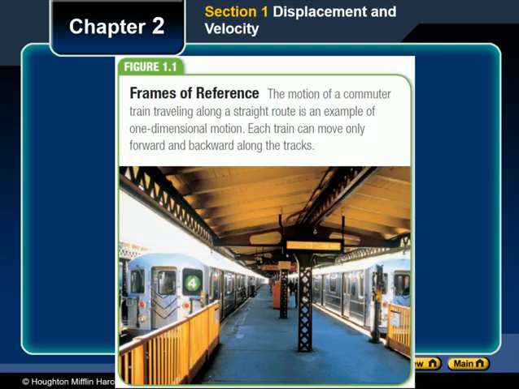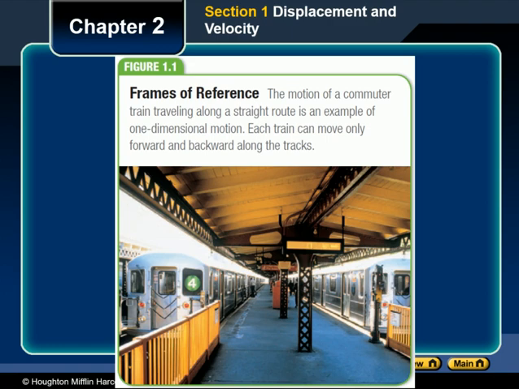One way to simplify the concept of motion is to consider only kinds of motion that take place in one direction. An example of this one-dimensional motion is the motion of a commuter train on a single track, like the one shown on the screen here. In this one-dimensional motion, the train can move either forward or backward along the tracks. It cannot move left and right or up or down. This chapter deals only with one-dimensional motion.